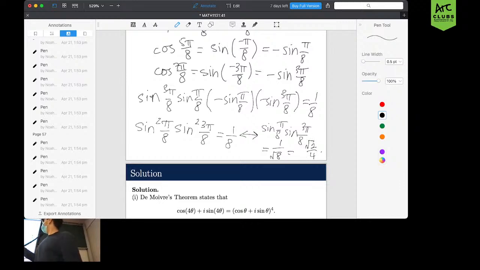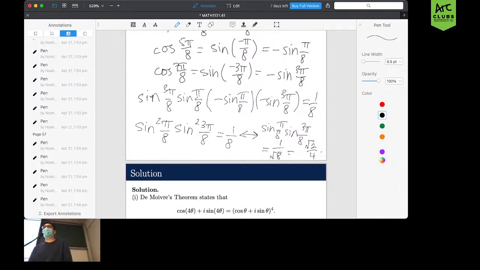Just note that we took the positive square root of both sides, because clearly the left-hand side, sin π/8 times sin 3π/8, is positive, because sin π/8 is positive and sin 3π/8 is positive. So that's why we took the positive square root of 1/8 as opposed to the negative square root. Therefore, our final answer is that sin π/8 times sin 3π/8 is root 2 on 4. Does anyone have any questions about that?